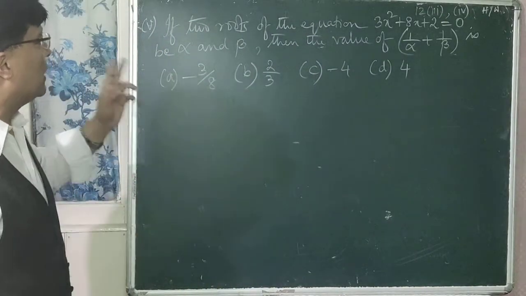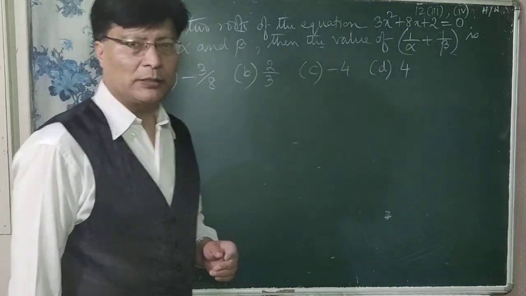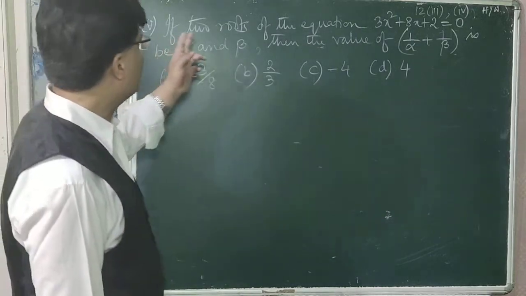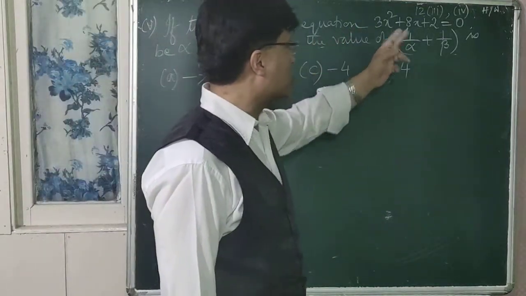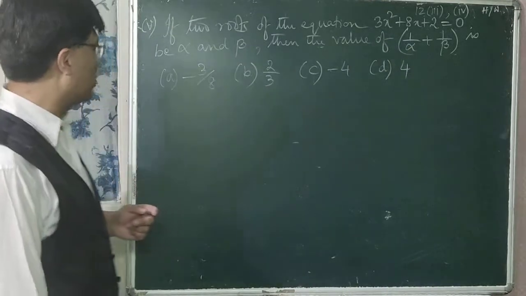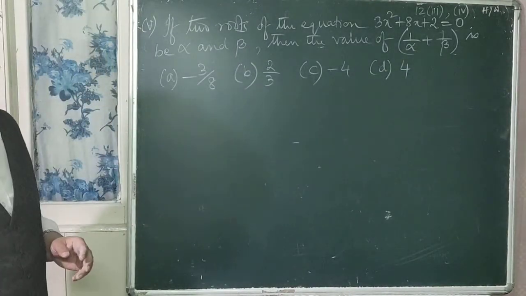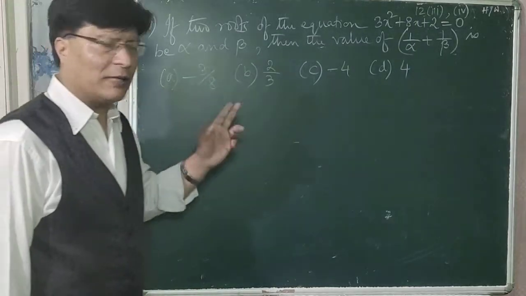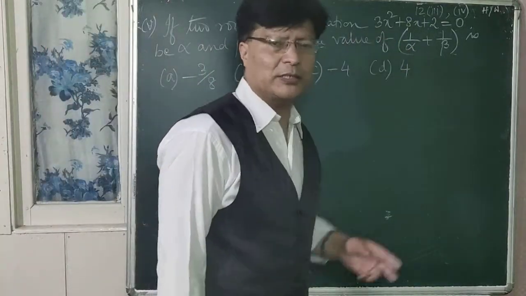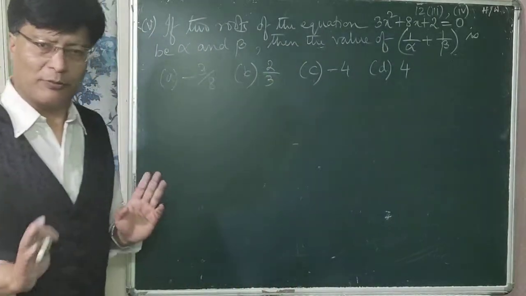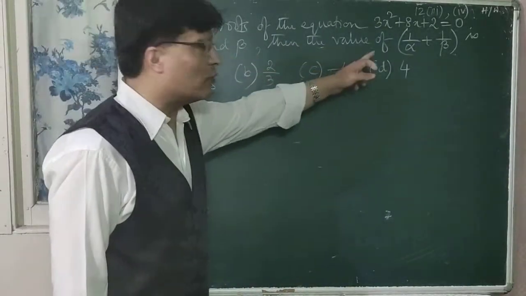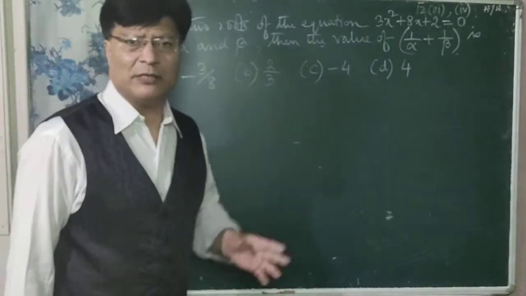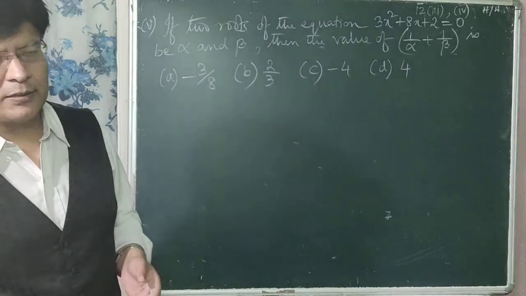If two roots of the equation 3x square plus 8x plus 2 is equal to 0 be alpha and beta, what is given here? Alpha and beta are the roots of the equation 3x square plus 8x plus 2 is equal to 0. Then find the value of 1 upon alpha plus 1 upon beta. Four options are given here. Which is the correct option? You have to check it.